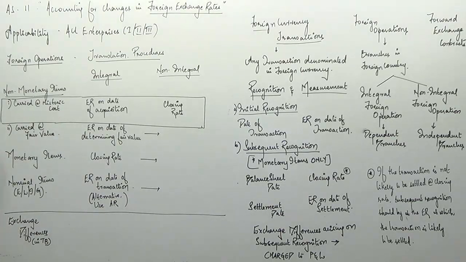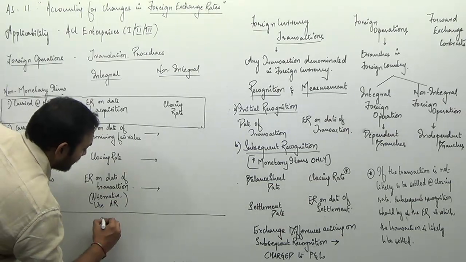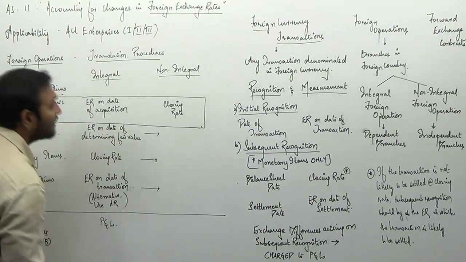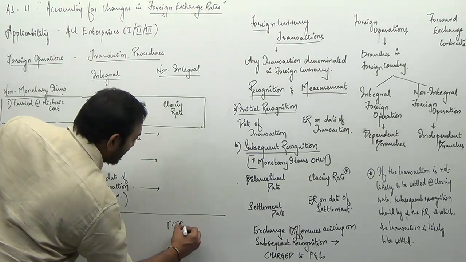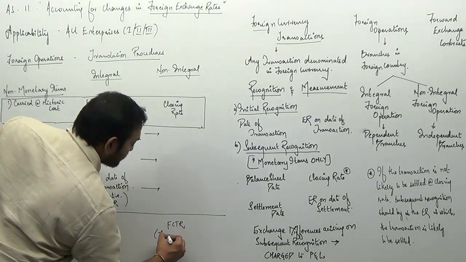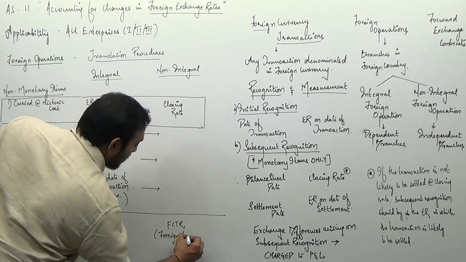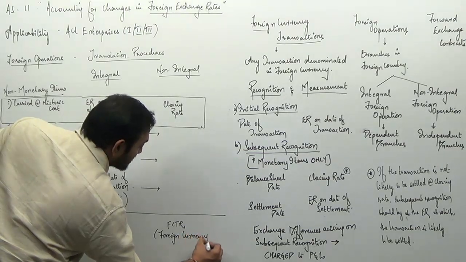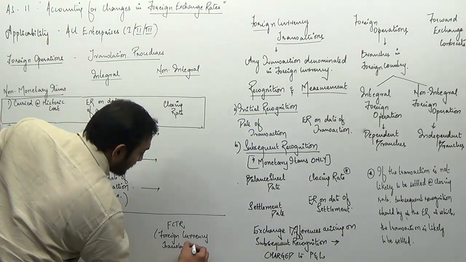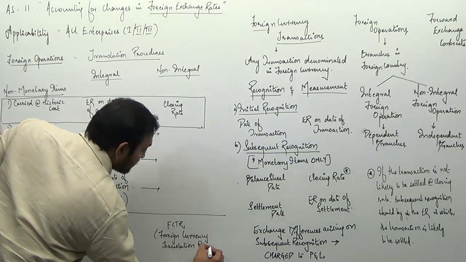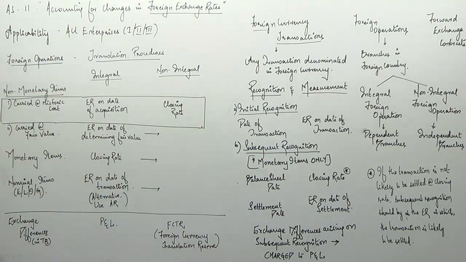Such exchange differences, in the case of an integral foreign operation, are transferred to P&L. If it is a non-integral operation, then I'll put it to FCTR, the foreign currency translation reserve. These are your translation procedures, guys. We also adopt these values in branch accounting. Take down.